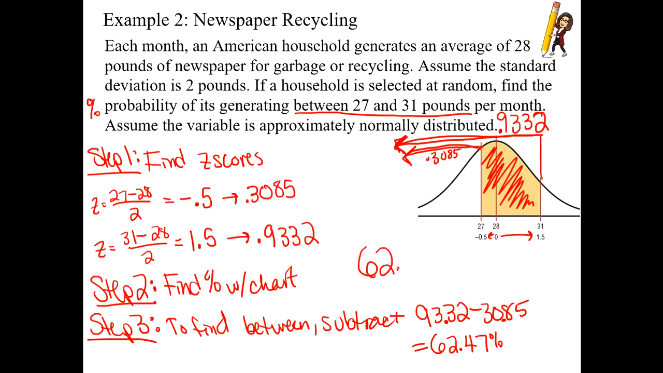It's 62.47%. So from the American households, on average, they're saying it'll be around 62% of the population for America that generates between 27 and 31 pounds per month of garbage. That's kind of gross, but that's evaluating all that problem on number 2. Okay. Whew, that was a bit of a problem.